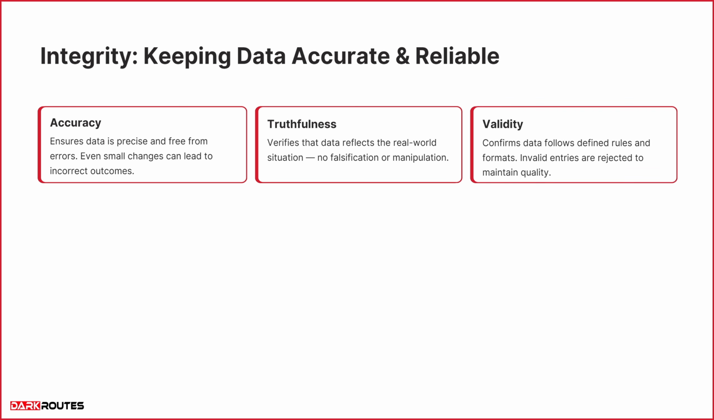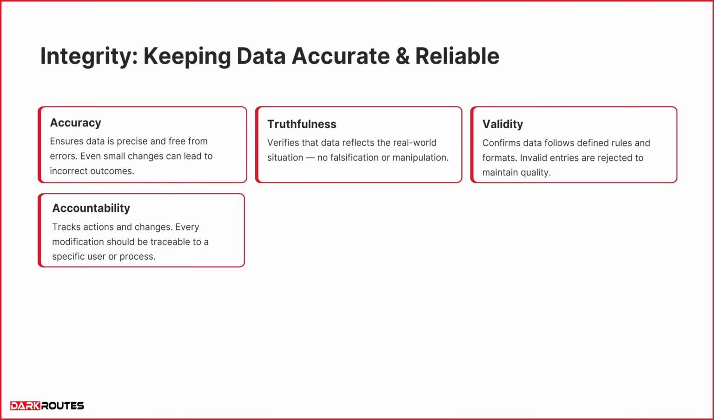Next, we have validity. Validity ensures the data follows the correct format, logic, and rules. For example, your application should reject invalid data like a date of 31st February or an age as a negative integer. By enforcing data validation, we stop bad or illogical data from even entering the system in the first place. Next, we have accountability.